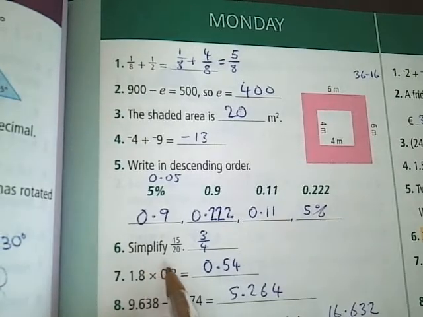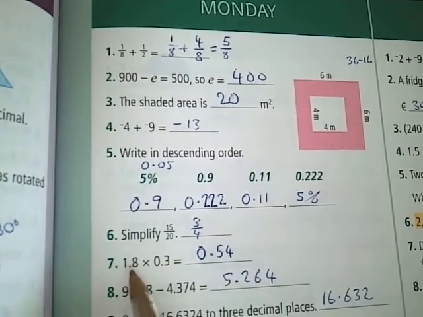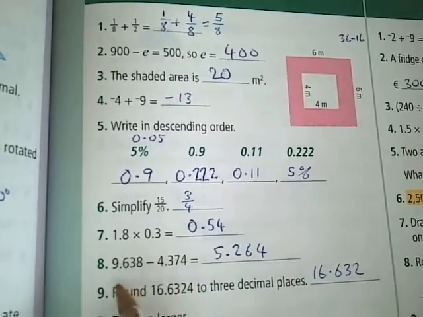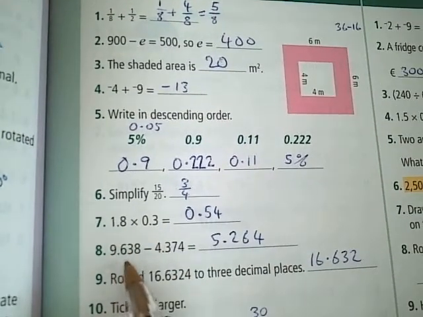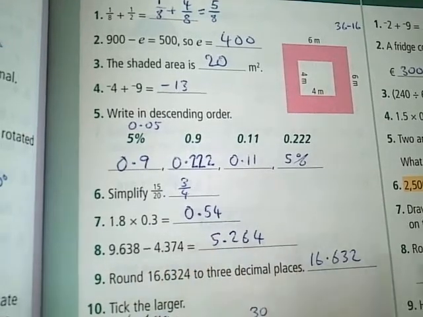Question number 6. Simplify 15 over 20. It's 3/4. You divide the top and the bottom by 5. Question number 7. 1.8 multiplied by 0.3 is 0.54. Question number 8. 9.638 take away 4.374 is 5.264.